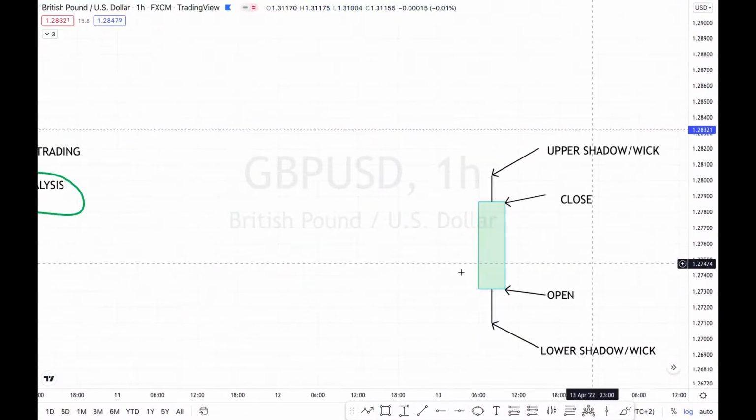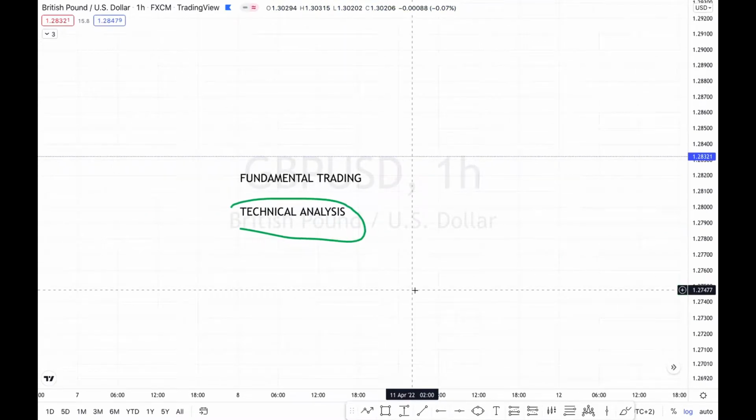So guys, before we get into the charts, I would first of all want you to know that we have two types of ways to trade, right? We have fundamental trading and we have technical analysis. Fundamental trading is whereby you wait for the news to be put out and then act upon the news, right? So you sell the markets or buy the markets depending on the news that were put out.